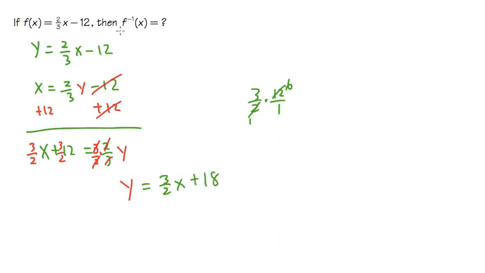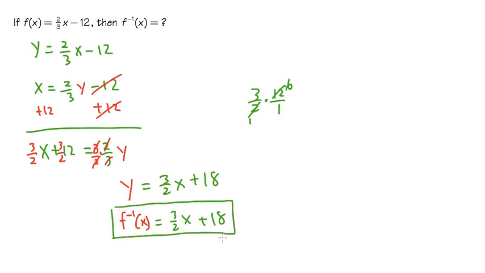But then I'm just going to present the answer as the following, because I have to use this notation. This y is exactly the inverse of the f. So we write down the f inverse of x like this. And then it's equal to 3 over 2x plus 18. So this is how we find the inverse function. Okay, that's it.